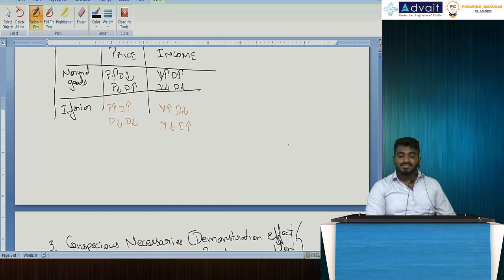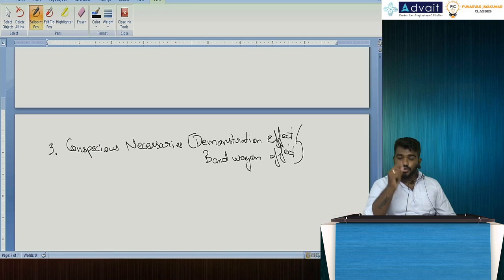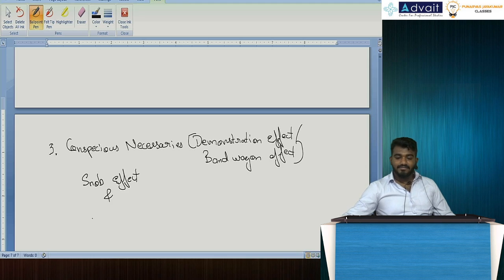Okay, now sir, there are also two more little concepts which you need to understand, sir. That is called as a snob effect and Veblen effect. Can anyone explain to me what is the snob effect and what is this Veblen effect? I hope you people have at least heard about this.